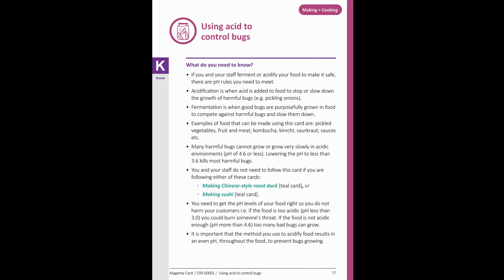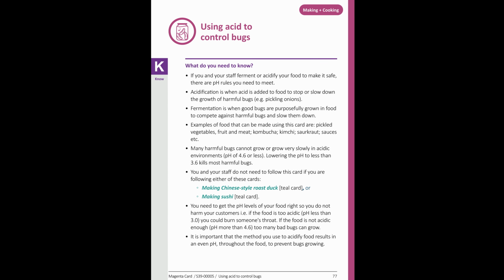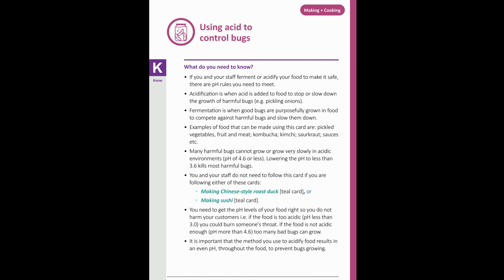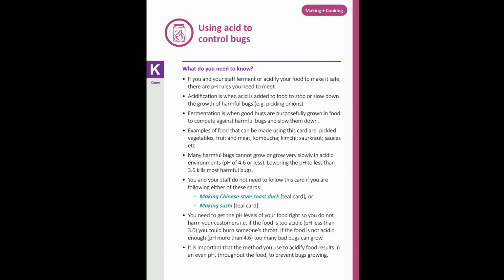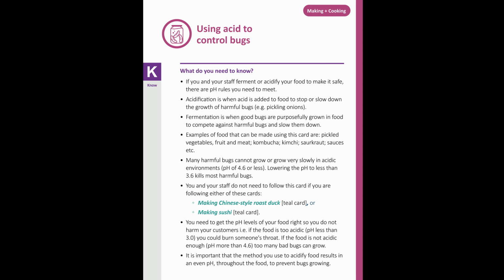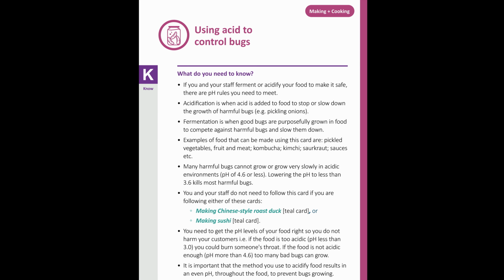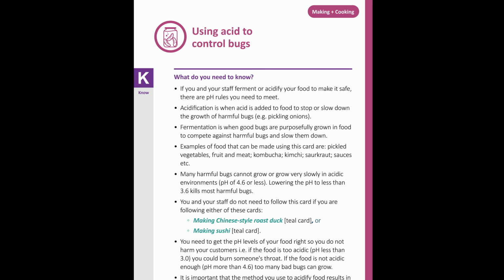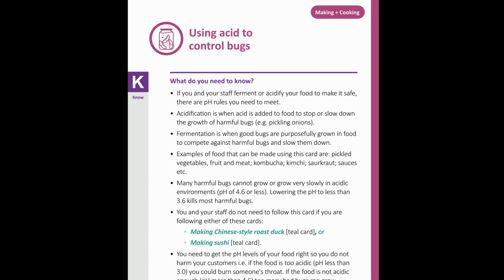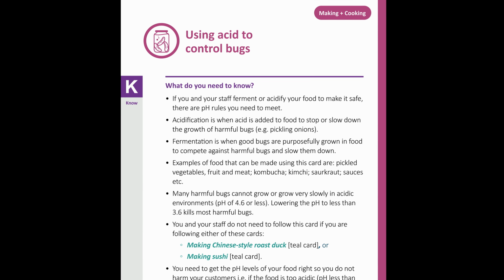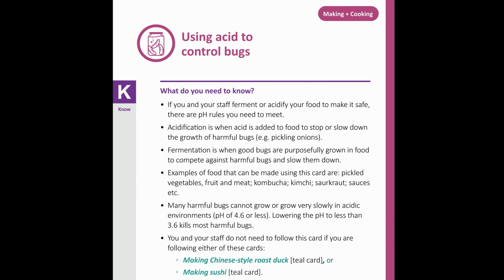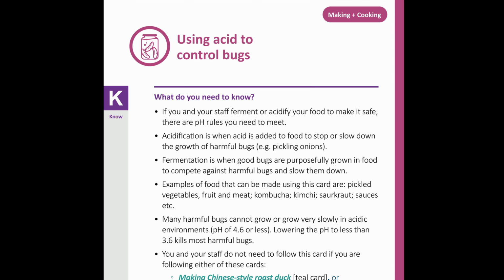In this lesson, we are going to read through the Using Acid to Control Bugs topic in the Template Food Control Plan. This is one of the magenta-colored cards in the Making and Cooking section of the plan and is page number 77. Note that the template topic covered is version 5, which was released in August 2025.